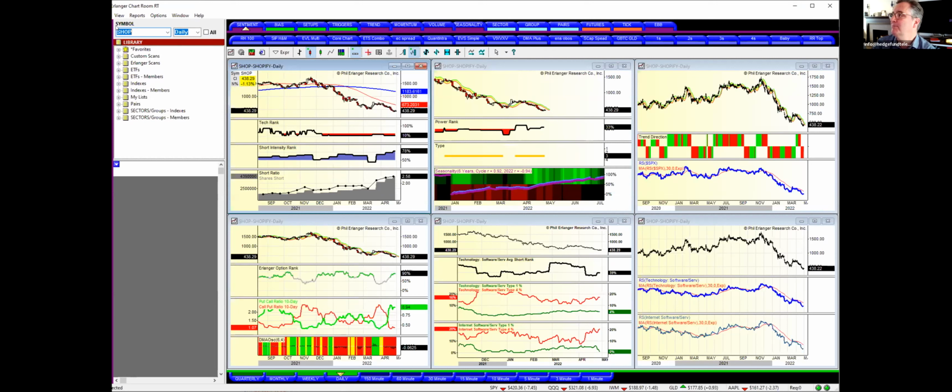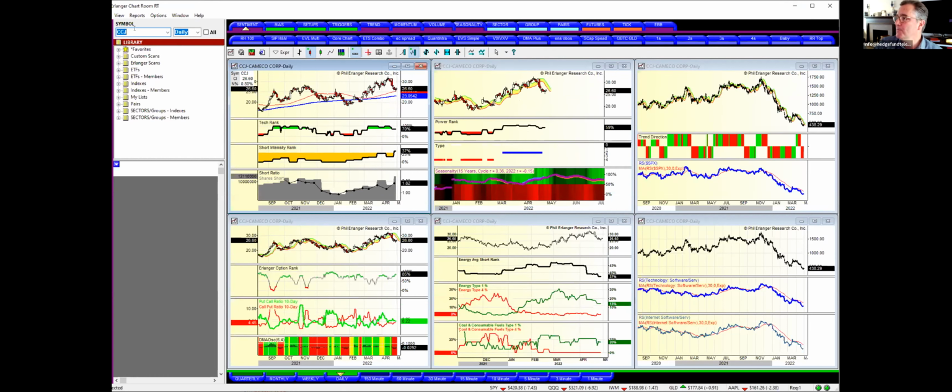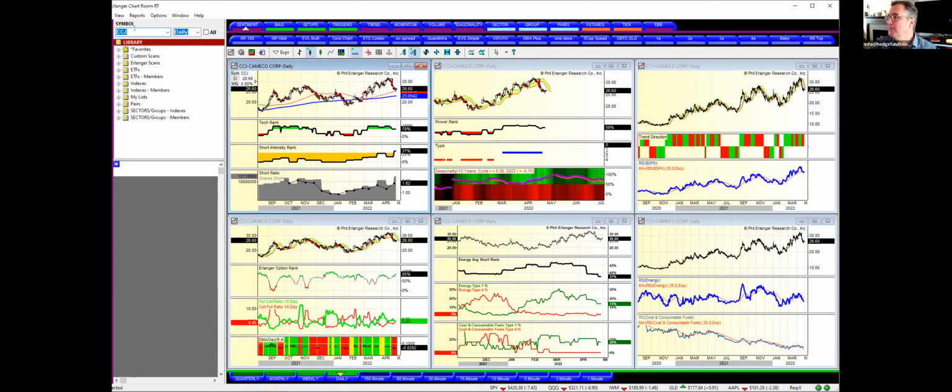So let's keep moving. CCJ. Potential put squeeze after a bit of a drop.